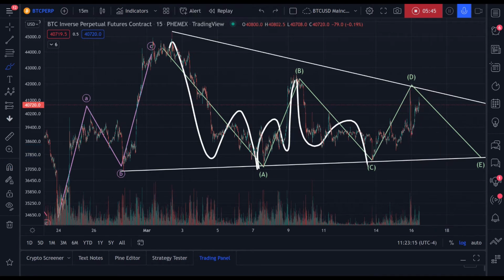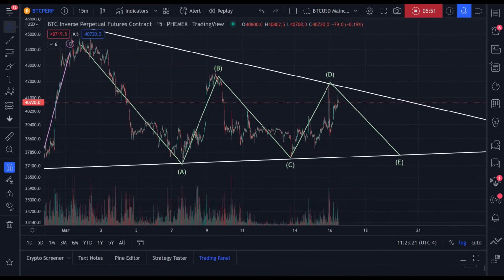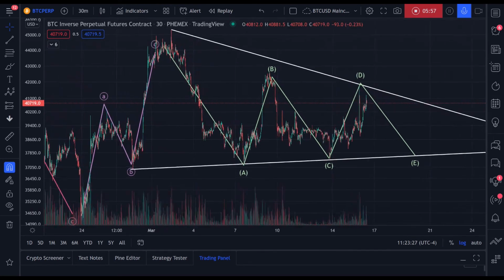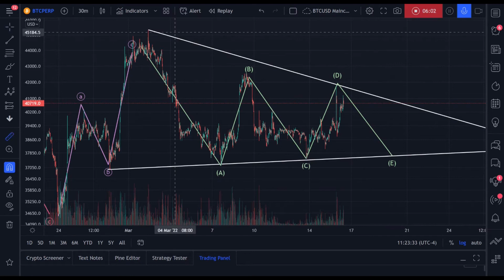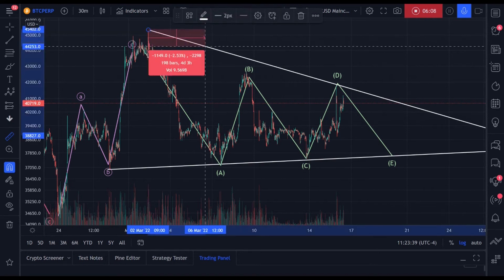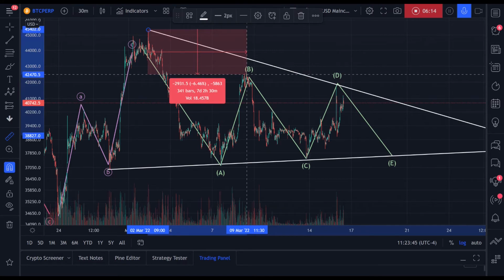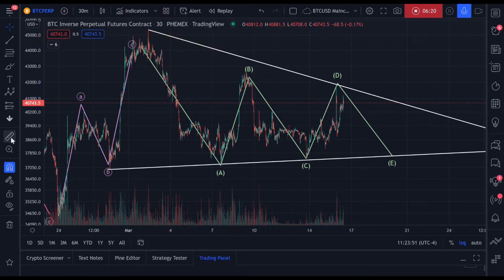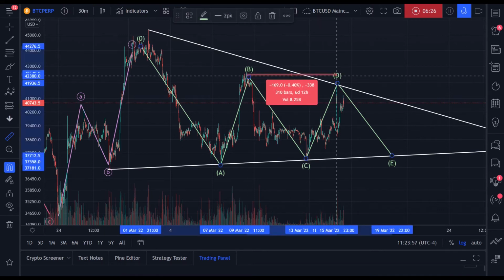Now, I made a bold claim in the beginning of the video saying I know when, more or less, according to this triangle, we may have a good idea as to when it will bottom out. And how do we know that? Take our ruler tool from the top of the origination point of the triangle to the top of the B wave, and you see it's about 7 days. Top of the B wave to the top of the D wave, it's about 7 days.